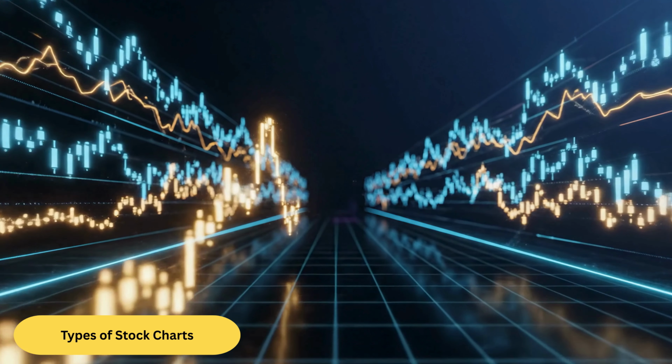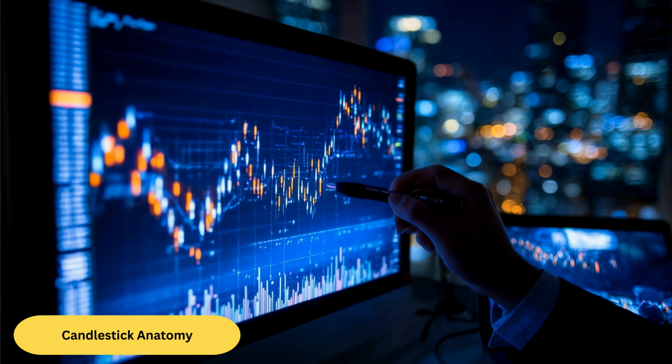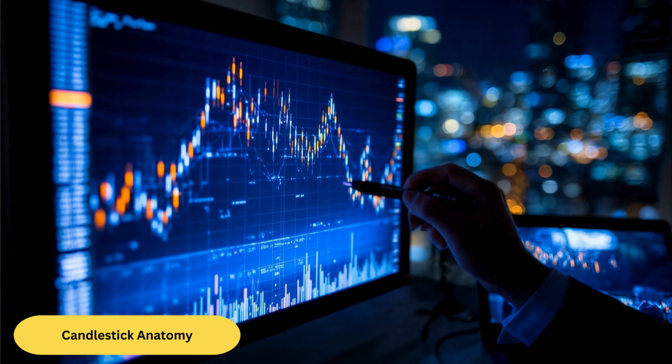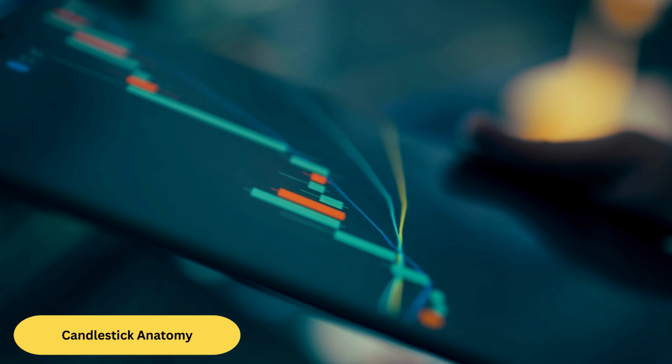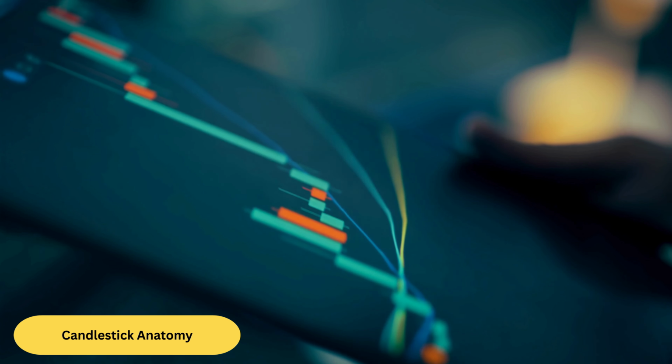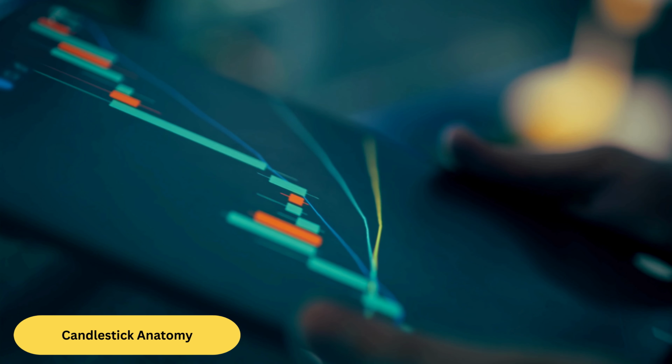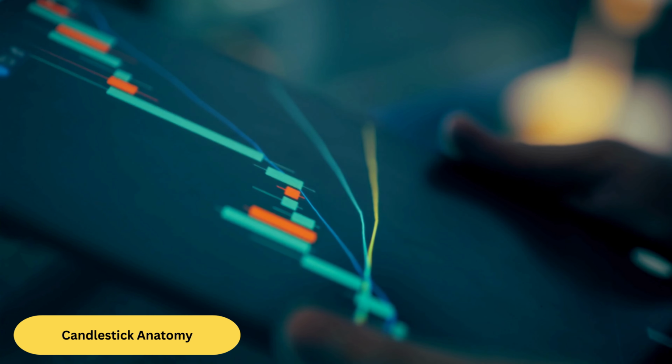Each candle has 3 parts. 1. Body. Difference between opening and closing price. Bigger body equals stronger move. 2. Upper wick. Highest price reached. Shows rejection from higher prices. 3. Lower wick. Lowest price reached. Shows rejection from lower prices. Key insight. Long wicks equals indecision. Small bodies equals uncertainty. Big bodies equals conviction. Candlesticks are like market emotions drawn on a chart.